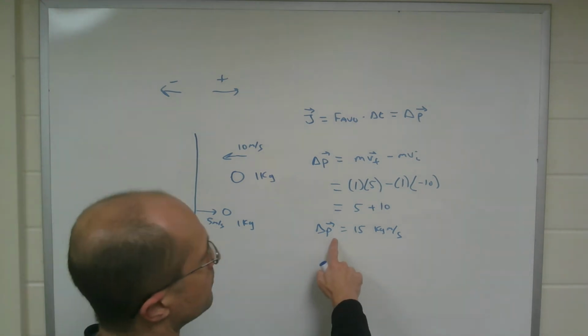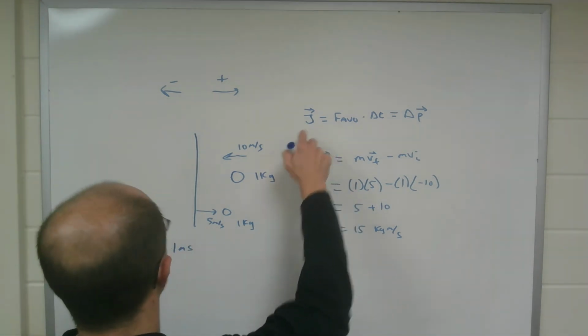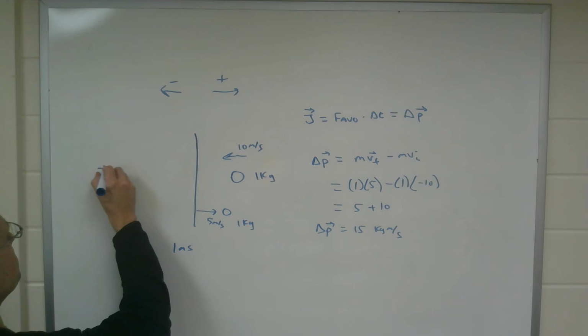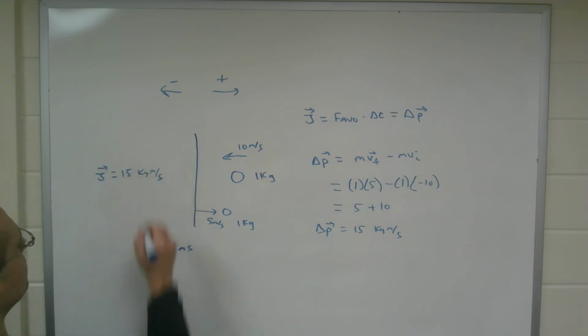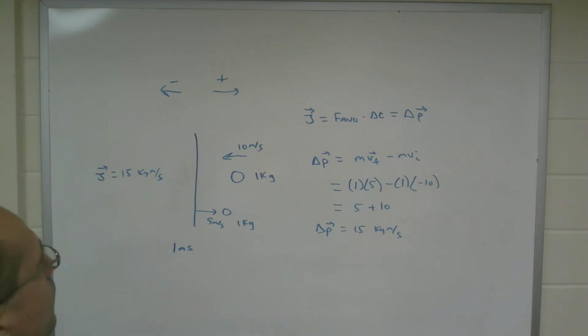But once you know the momentum, you know the impulse. So that answers our first question, that J is 15 kilogram meters per second. That's the impulse the wall delivers to the ball.